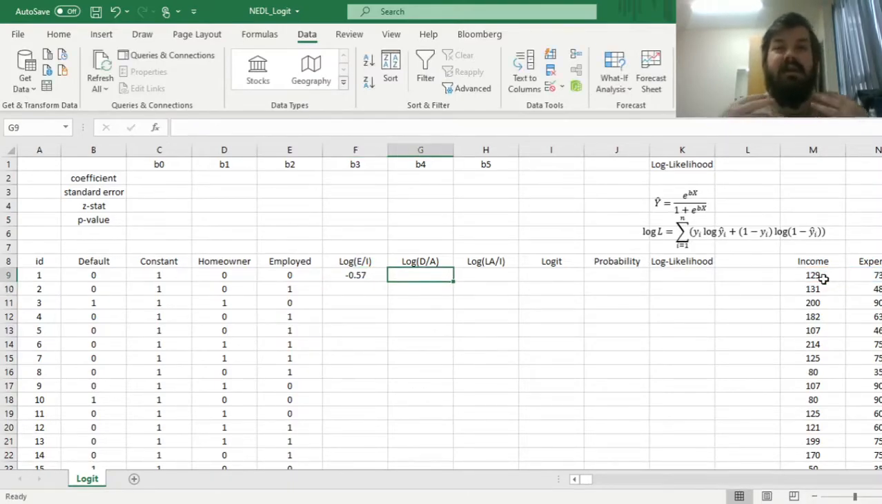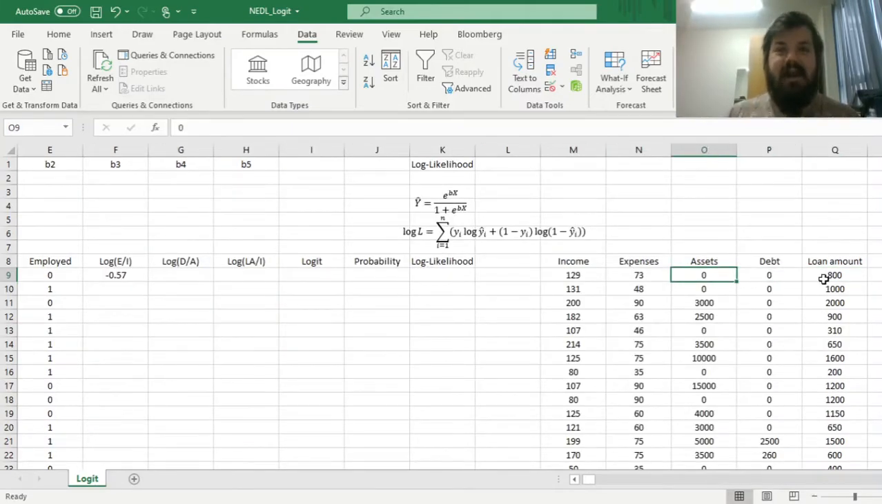Then we can consider leverage, as in debt to assets, like we do for corporate analysis, but here we've got individuals and their outstanding assets and debt and the debt that they're planning to take.